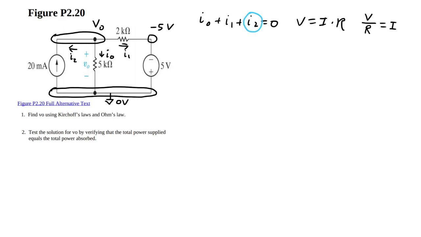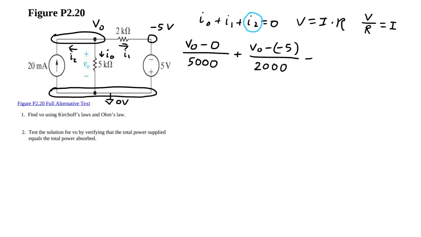Anyway, so the I0 is going to be V out minus 0 over 5,000. We have plus, and I1 is going to be V0 minus negative 5 volts over 2,000 ohms. And then we have minus 20 milliamps equals 0. This could also be represented as 20 times 10 to the minus 3 amps. They're equivalent. It's up to you.